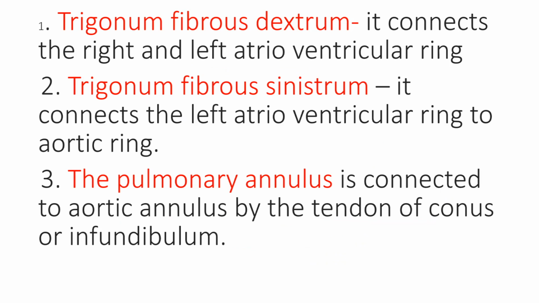Trigonum fibrosum dextrum connects the right and left atrioventricular rings. Number two is the trigonum fibrosum sinistrum. It connects the left atrioventricular ring to the aortic ring. Third one is the pulmonary annulus. It connects to the aortic annulus by the tendon of the conus, also known as the infundibulum.